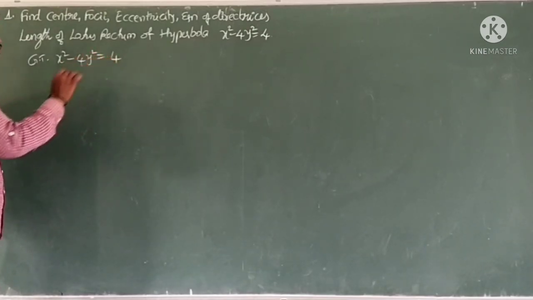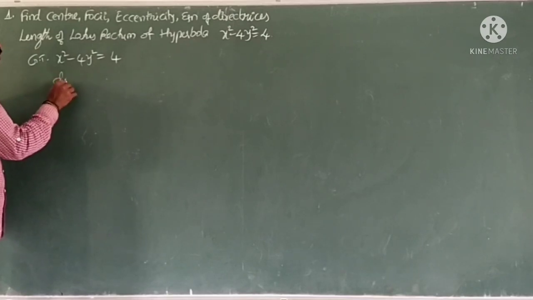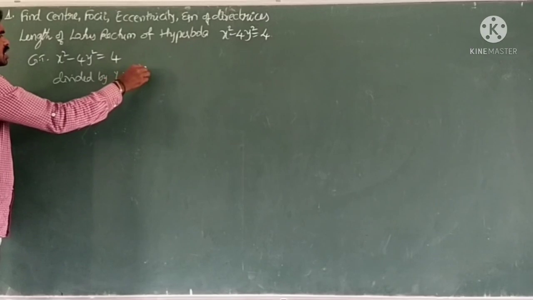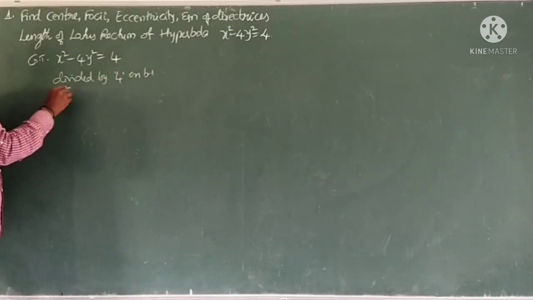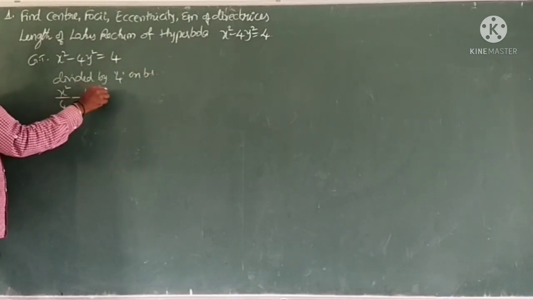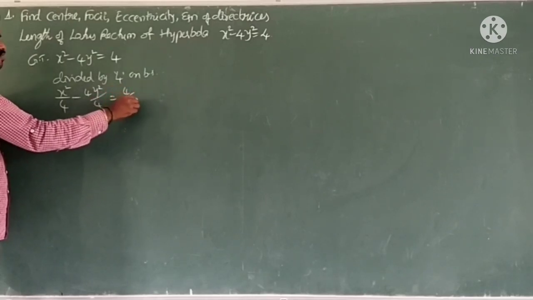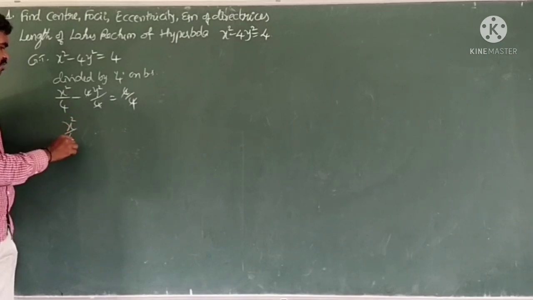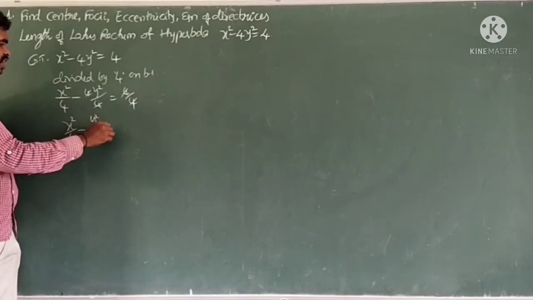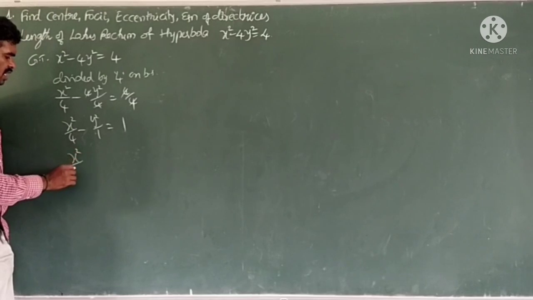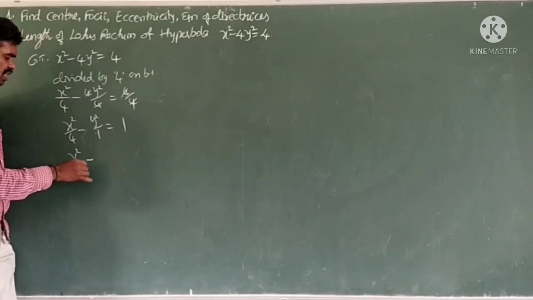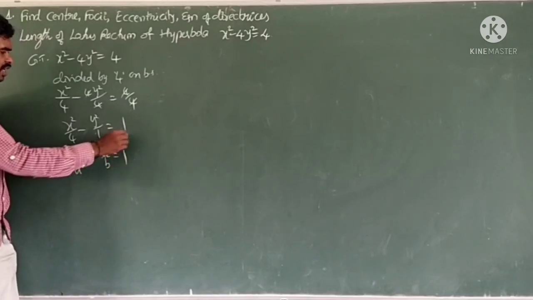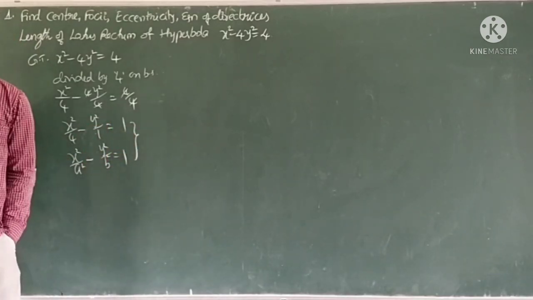So 4 is on the right side, so divide by 4 on both sides. Therefore it becomes x square by 4 minus 4y square by 4 equal to 4 by 4. Here 4 gets cancelled, here also. This is x square by 4 minus y square by 1 equal to 1. It is compared with the general standard form x square by a square minus y square by b square equal to 1. So it represents the first case of the hyperbola.